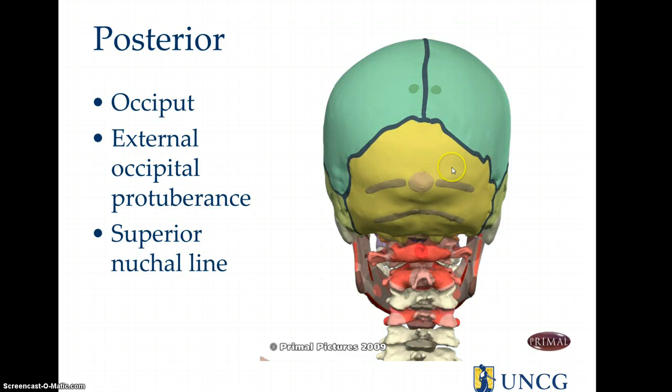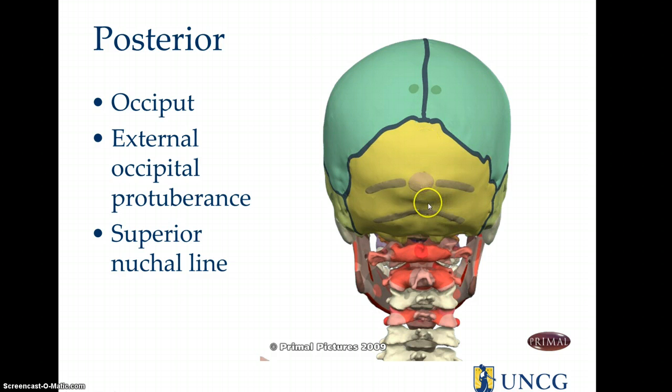This sort of puke green is the occiput, the most posterior of the bones. This bump right here is the external occipital protuberance, known as the bump of knowledge. The larger your bump of knowledge, the smarter you are. And then your superior nuchal lines, which basically run right down to the mastoid processes. So there's not much in the posterior aspect of the skull.